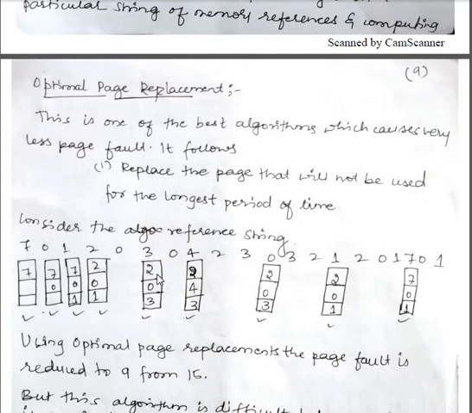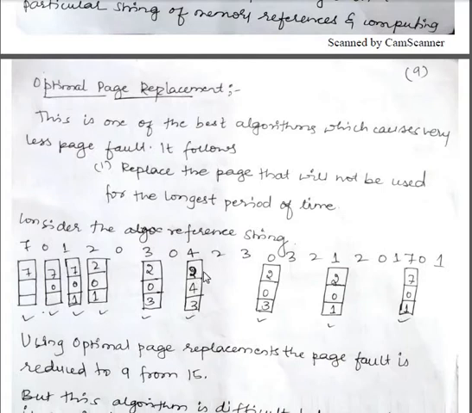Again try to replace, so check for the future reference. 2 is referenced next, 3 is also referenced next to 2, then 0. So 0 is not referenced for the longest time. So replace the 0 here and bring in 4. So 2, 4 and 3.